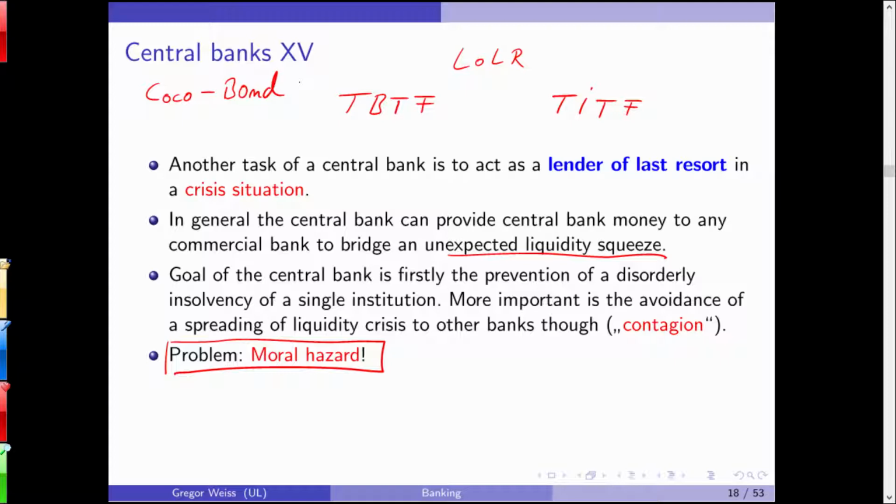Do you know what Coco is? What is a Coco Bond? It's a contingent convertible bond. What is a convertible bond? In German, Wandelanleihe. You buy a bond, which then over the term becomes a share of the company. Yeah, close.